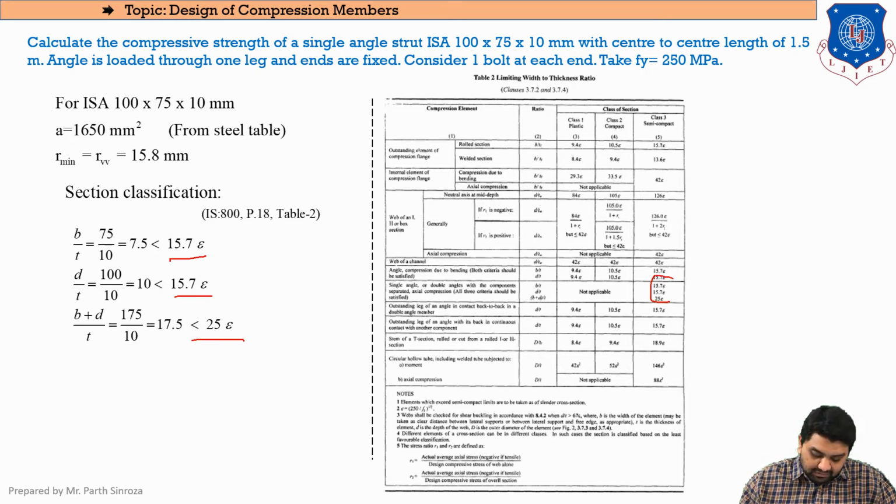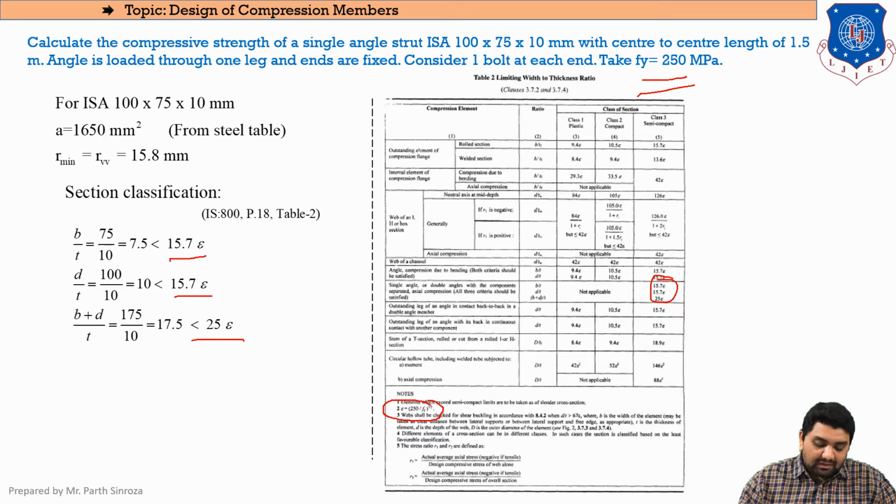In the question it is mentioned that fy is equal to 250 megapascal. In the notes section, point number 2, you can see the equation of epsilon being described. The epsilon here is 250 upon fy, whole raised to 0.5.